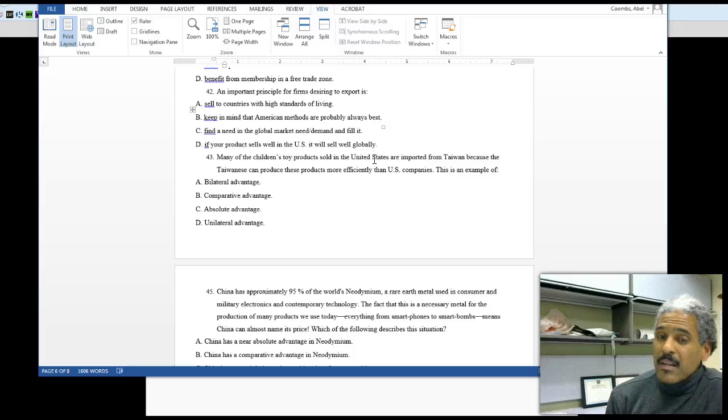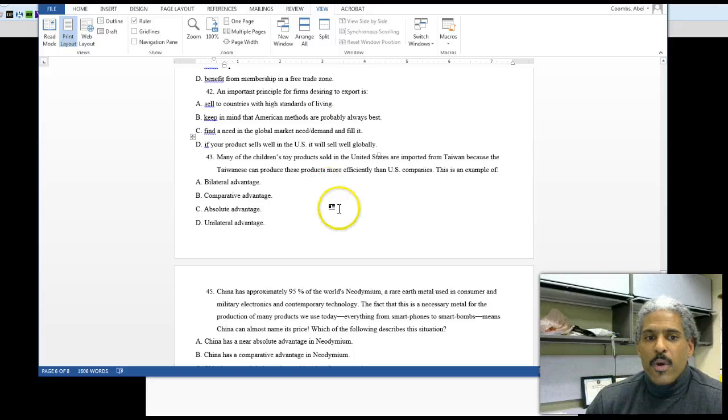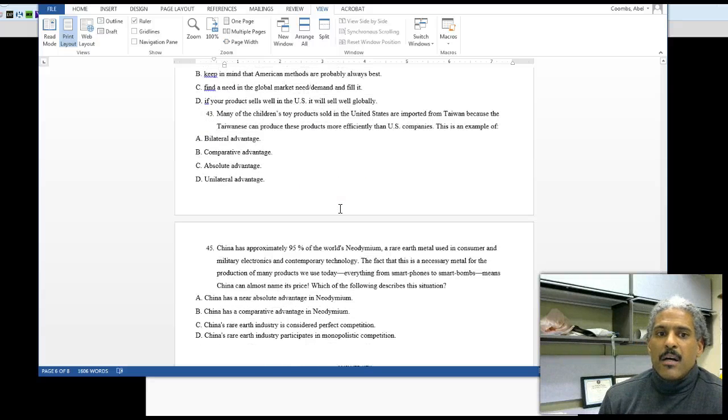If they need the product, they're going to buy it, right? So even if you have a lot of money, you may not want that product, right? You may not want a plastic spoon, right? You want silver spoons, so on and so on. Continue on. 43. Many of the children's toy products sold in the United States are imported from Taiwan because Taiwanese can produce these products more efficiently than U.S. companies. This is an example of B, comparative advantage. I can make it, we can make it, but they make it cheaper, so why not buy it cheaper?